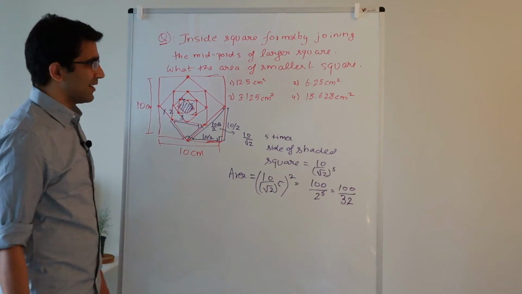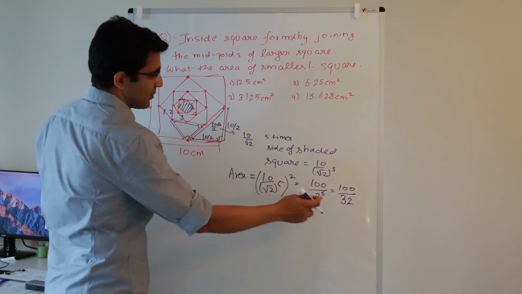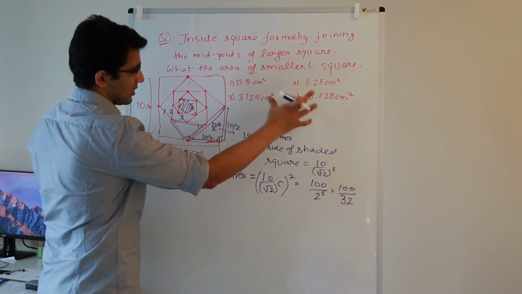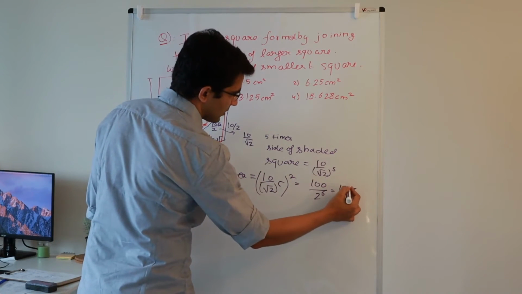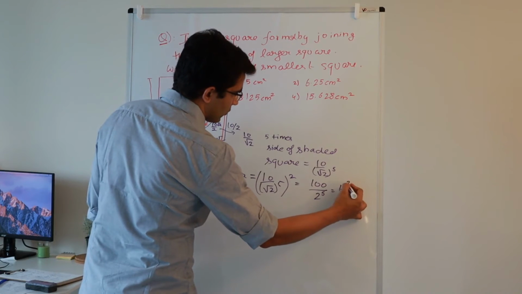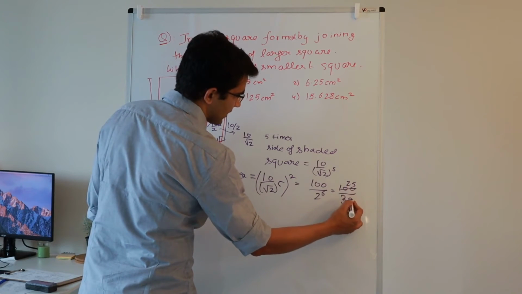Okay, so 100 divided by 32. What will be the answer? It's simple. I think you can calculate it even without calculating. If you want, you can calculate it. It's not very difficult, because you know, 4 twos are 8, 4 eights are 32.